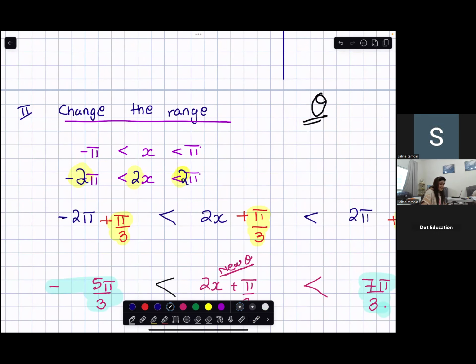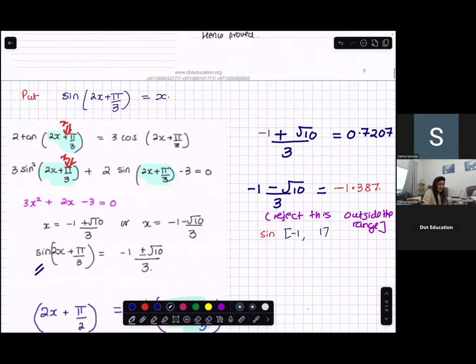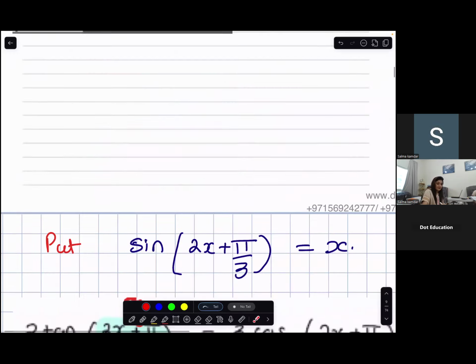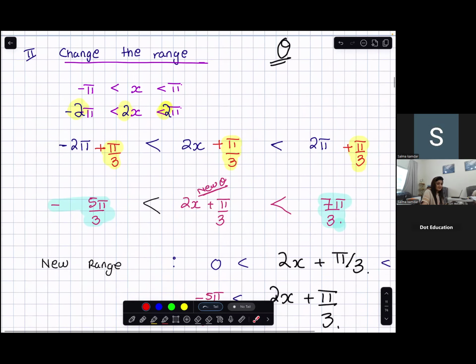But when you're in your B part, your theta is no longer a theta, it is 2x plus pi by 3. And you have to solve for 2x plus pi by 3. So this was for x, but this is a transformation of x. So the first thing you always need to remember is you have to change your range. This range is for x. I want the new range for 2x plus pi by 3. I hope you're with me.